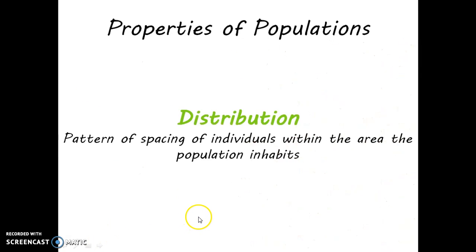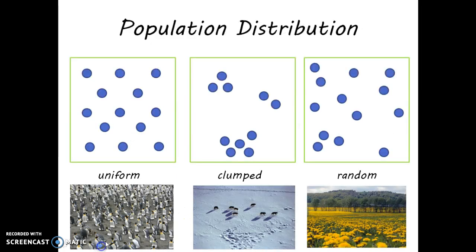The next is distribution. This is the pattern of spacing of individuals within the area that that population lives in. So there's 3 different types of population distribution. The most common type is clumped, where we see groups of animals living together. So we might see pack animals like wolves clump together in their territories. That helps them to be better hunters, or even animals that might live in a herd or a group or a school of fish, because there's safety in numbers.